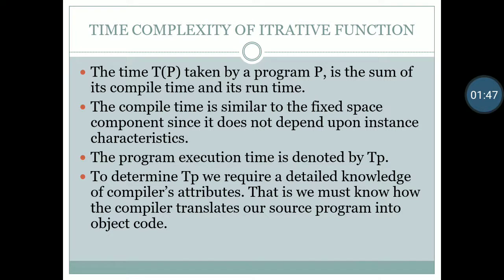The compile time is similar to the fixed space component since it does not depend upon instance characteristics. The program execution time is denoted by Tp. To determine Tp, we require detailed knowledge of the compiler's attributes. That is, we must know how the compiler translates our source program into object code.